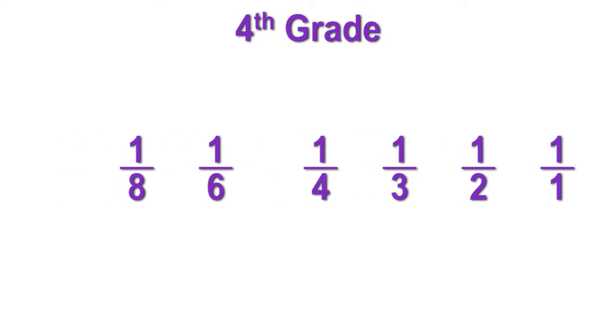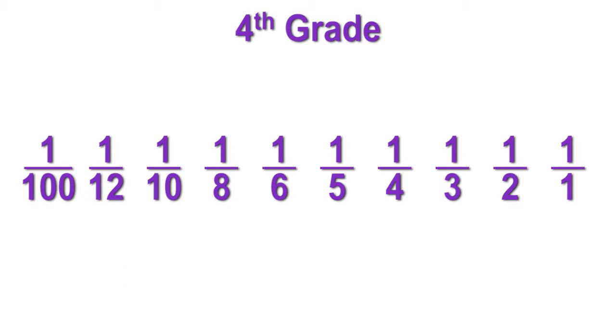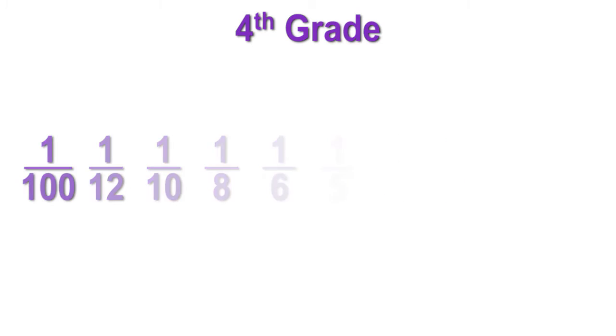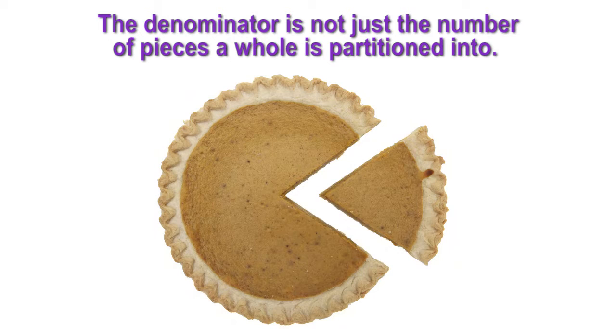Students will begin by extending their knowledge of denominators to fifths, tenths, twelfths, and hundredths. It is important to note that although it is tempting to describe the denominator solely as the number of pieces a whole has been partitioned into, that is not always the case. For example, a slice of pie may be cut without partitioning the entire pie first. The slice is 1/6 of the whole pie, even though the pie doesn't have 6 equal parts.